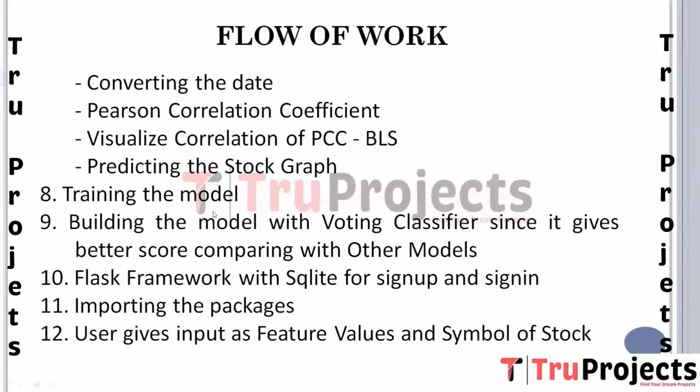Here we have training the model. This step involves training a machine learning model on the historical data. The model can be trained using a variety of machine learning algorithms such as LSTM, random forest, and support vector machine. Next we have building the model with voting classifier, since it gives a better score compared to the other models. This step involves building a model that combines predictions of multiple machine learning models. The voting classifier is a type of ensemble model that can improve the accuracy of the prediction by combining the predictions of different models.